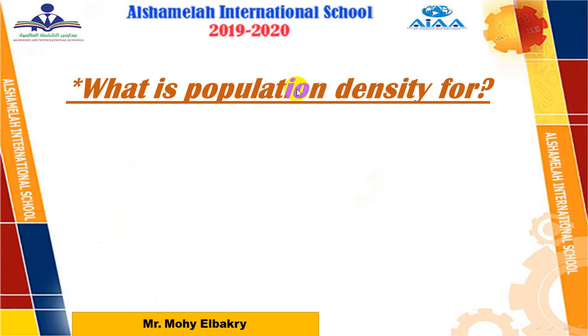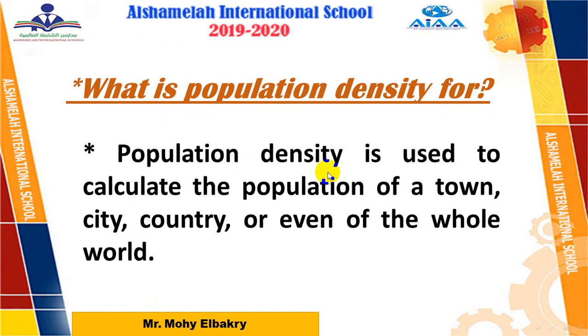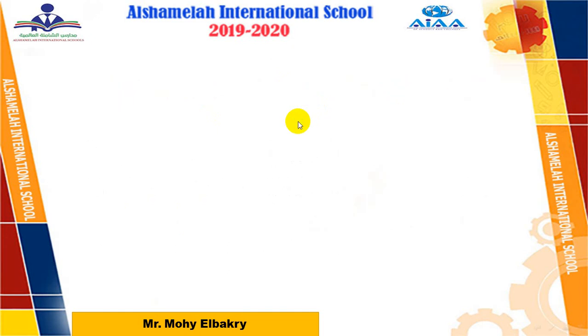What is population density for? Population density is used to calculate the population of a town. For example, if you want to know the number of people living in Saudi Arabia, in America, or in Riyadh, or any town, any city, any country, and so on, you must know the population density as we said before.